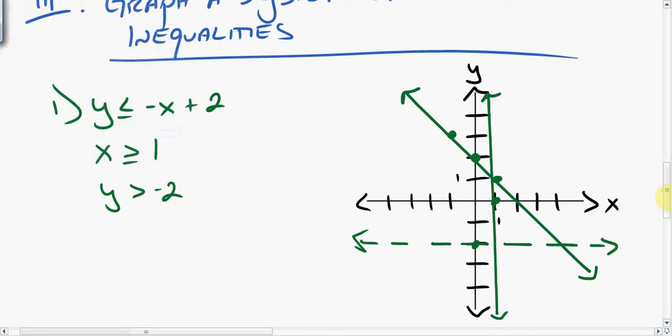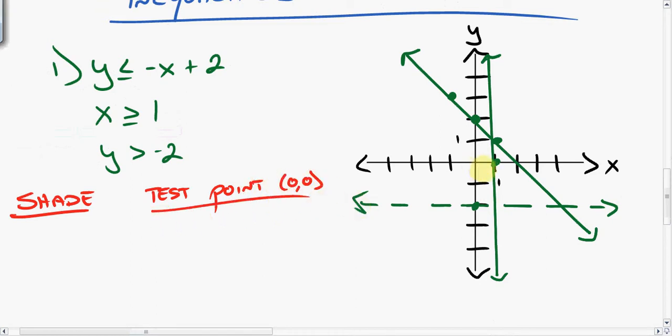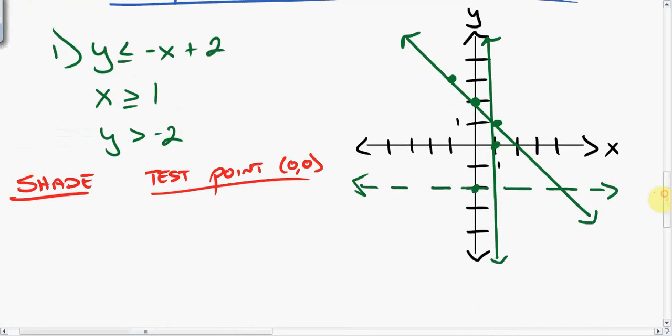Okay, 3 equations. What's nice, none of the 3 lines pass through 0, 0. So my test point for each equation is going to be 0, 0. I'm only going to write that once. I can use the same test point for all 3 here.